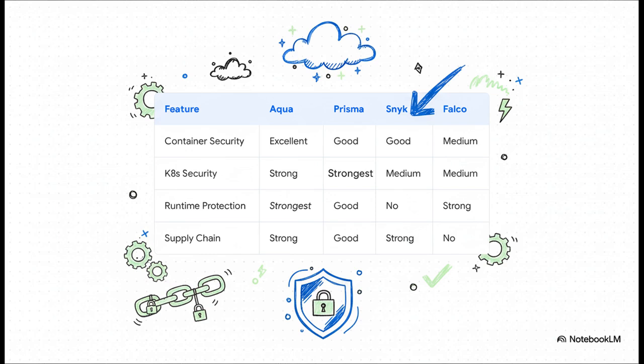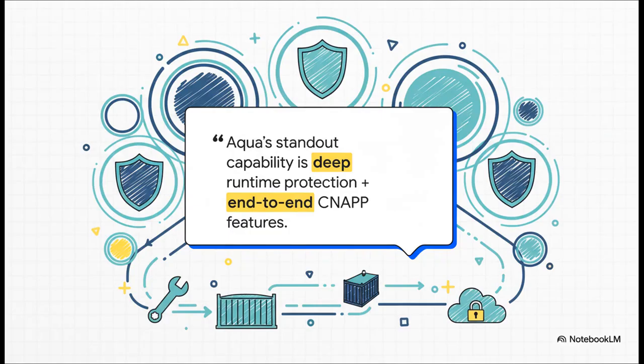And then your eyes go right to that runtime protection row. That's where it's rated the strongest. That's its killer feature. And this quote just nails it. It's that 1-2 punch of deep runtime protection combined with being a true end-to-end CNAPP. And CNAPP just stands for Cloud Native Application Protection Platform. All that really means is it's a single, unified platform designed to do everything. And that integration is Aqua's secret sauce.